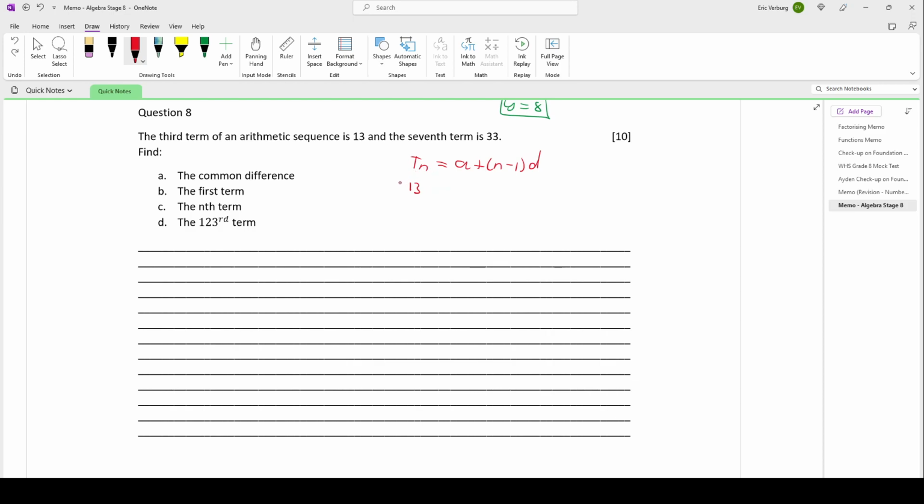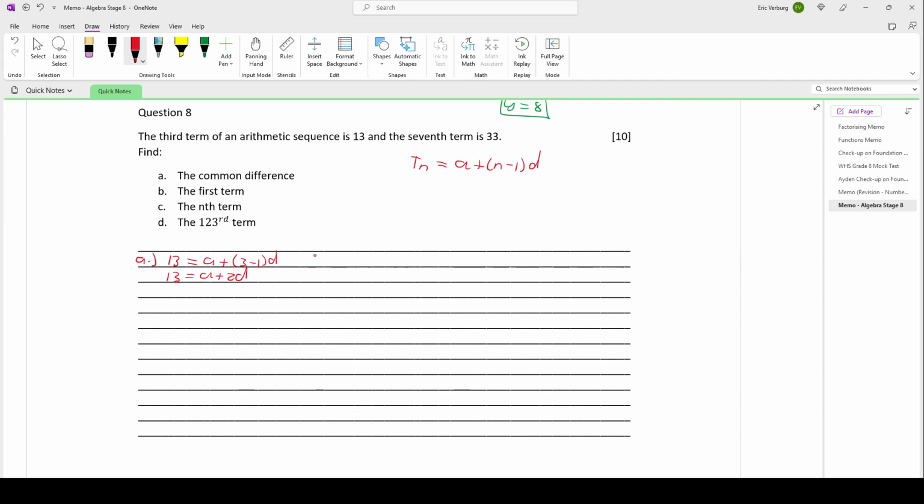I'm going to write this down here as my first calculation for A. So 13 is the third term, so it means n equals 3, right? So A plus 3 minus 1 times D. Let's just simplify that a bit. 13 equals A plus 3 minus 1 is 2, so A plus 2D. Okay, so there's one equation.